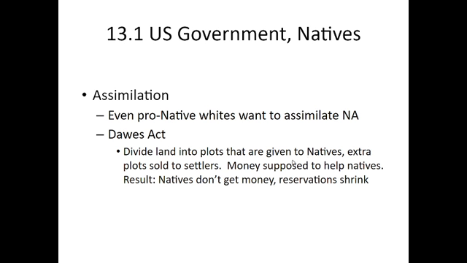And so they made the Native Americans, let's say on a reservation, divide the land up to the individual families instead of it being owned by everyone or taken care of by everyone. And then they sold extra plots of land to settlers, and all this did was basically shrink the reservations because now they're losing more land.